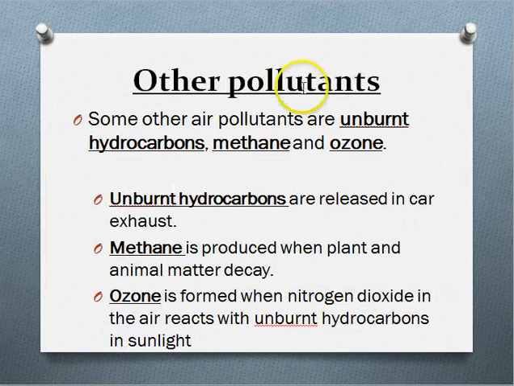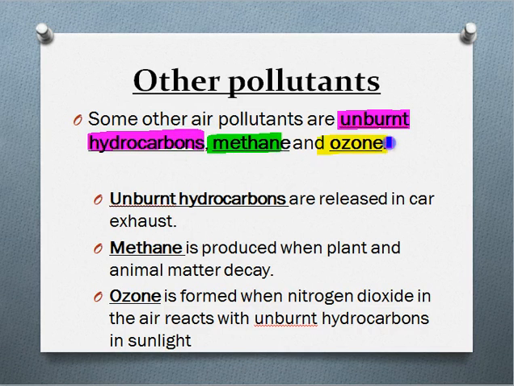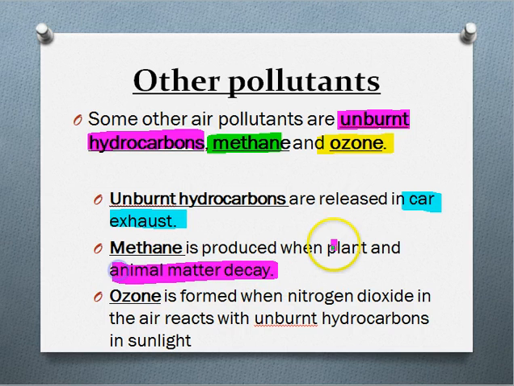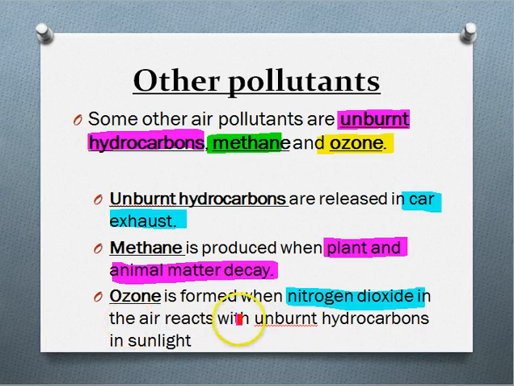And then last, we talk about other pollutants. Obviously these have minor effects. We'll talk about unburned hydrocarbons, methane, and ozone. These are the three other pollutants. So where do we get them from? Unburned hydrocarbons are released in car exhaust. When your engine burns, unburned hydrocarbons are produced. Next one, methane, is produced when plant and animal matter decay. Last one, ozone, is formed when nitrogen dioxide in the air reacts with unburned hydrocarbons.